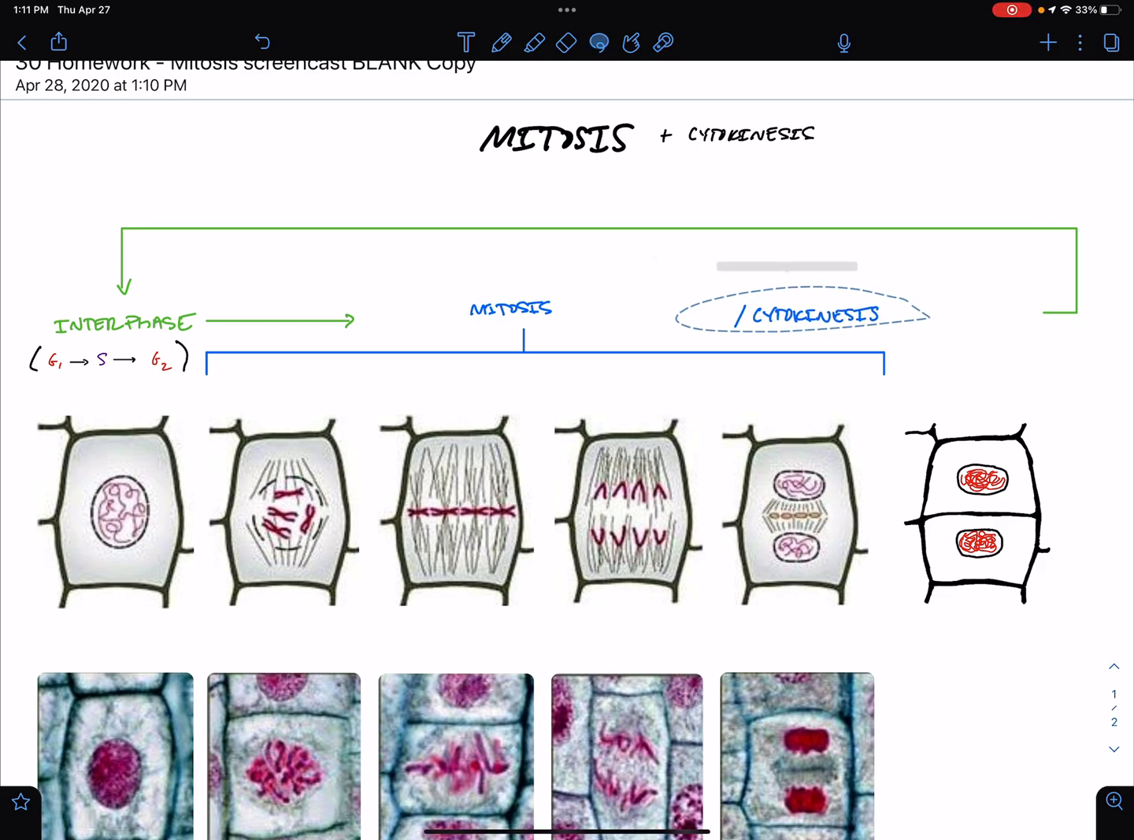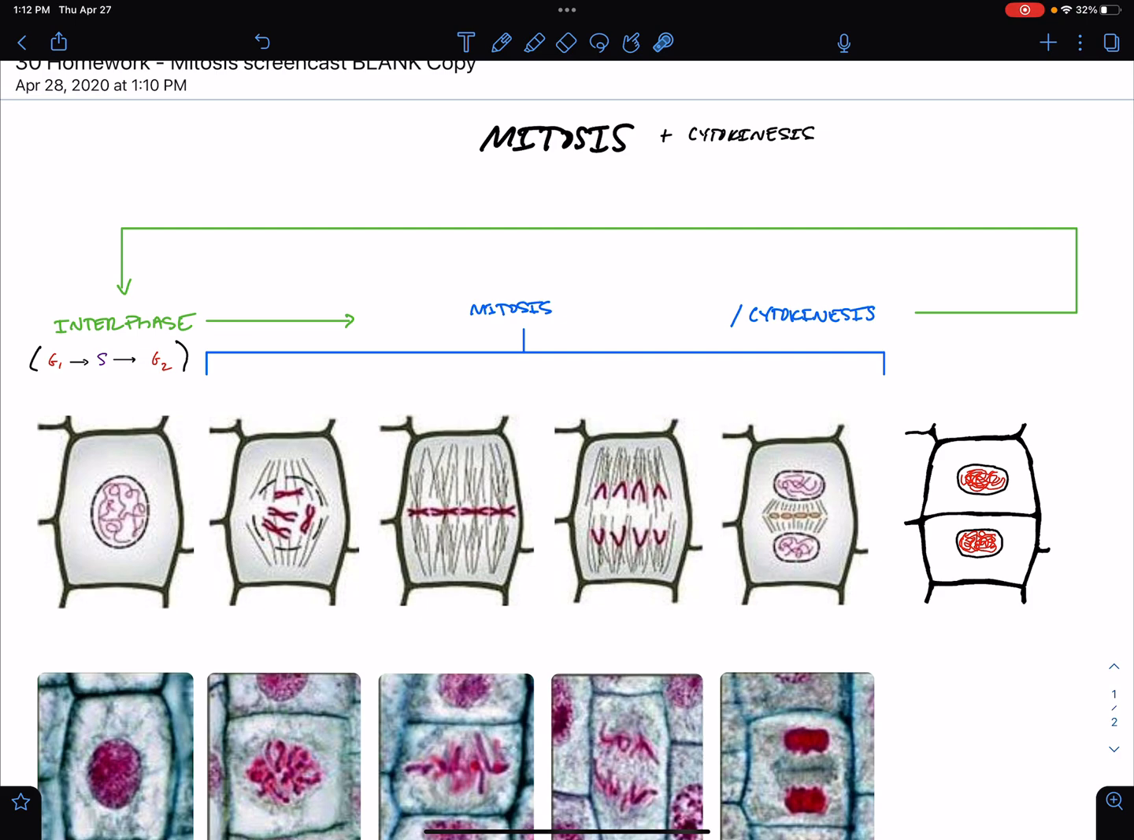It was over here in the note that you have, and I moved it. I apologize, Campbell. In mitosis and cytokinesis, well, we haven't talked about that yet. That's what today's screencast is about. Okay. So let's get down to it.